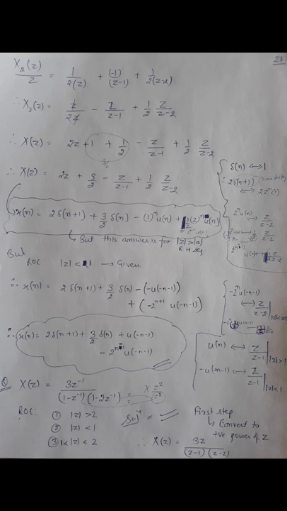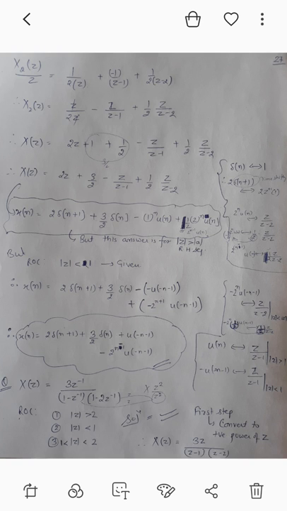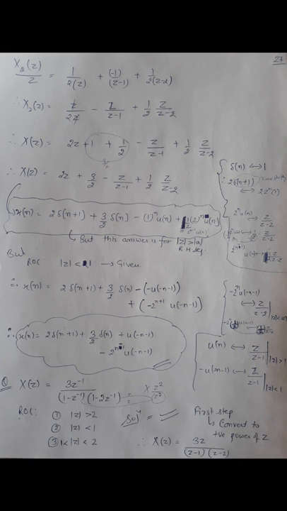now z upon (z minus 1). The answer for the left handed sequence will come as minus 1 raised to power n u of minus n minus 1. So it will become plus u of minus n minus 1, and the last part will be plus 1 by 2, now minus 2 raised to power n minus 1 u of minus n minus 1. This will be the final answer as the inverse z transform, that is x of n.